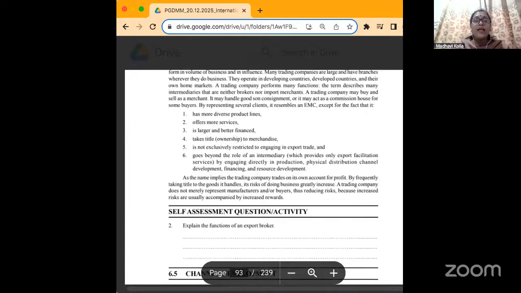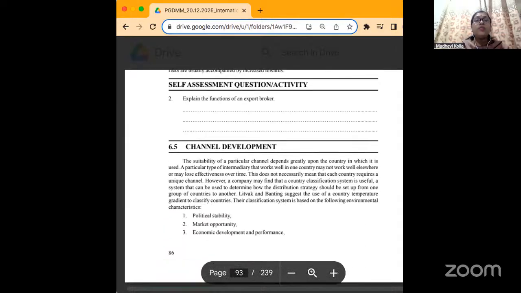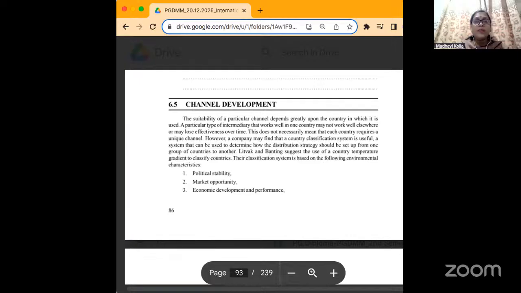It is also not restricted only to export trade. They may also be doing internal trade in terms of their own home country. Their role goes beyond that of a normal intermediary, in the sense that they not only provide export facilitation services, they also engage possibly in production, physical distribution channels, financing, and even resource development. So there's a lot to be considered.